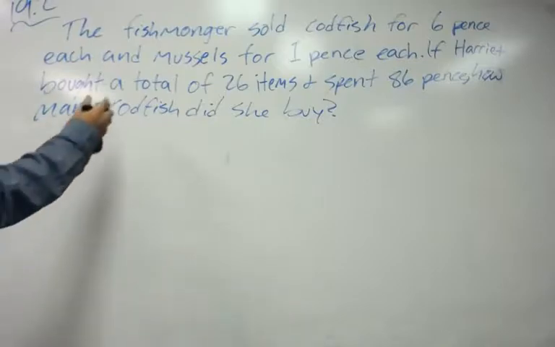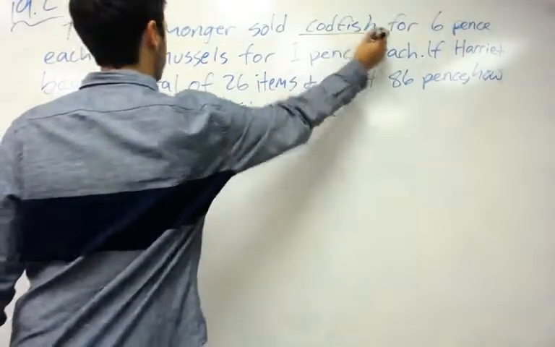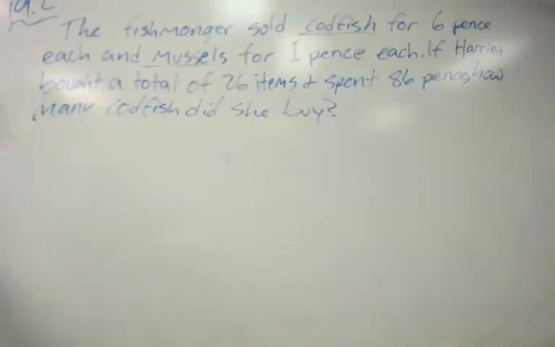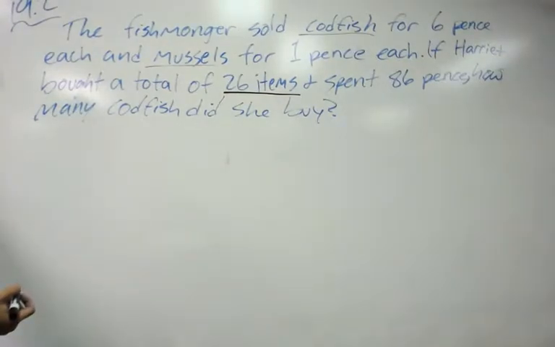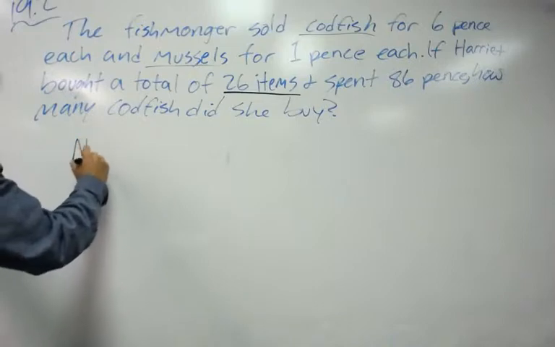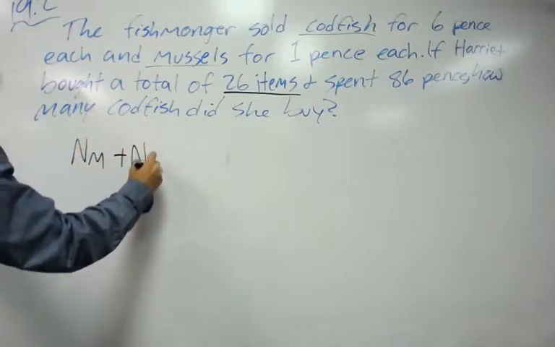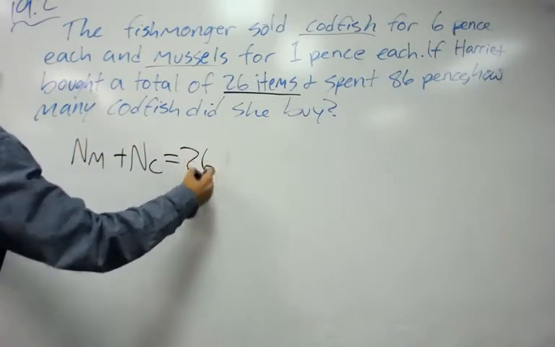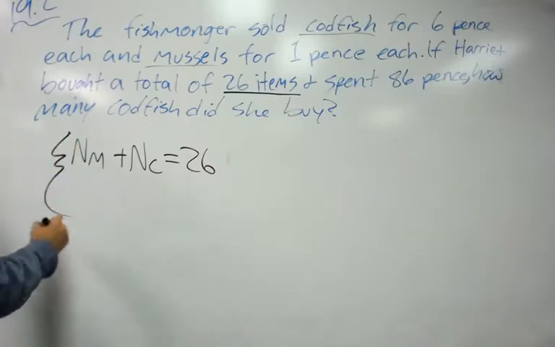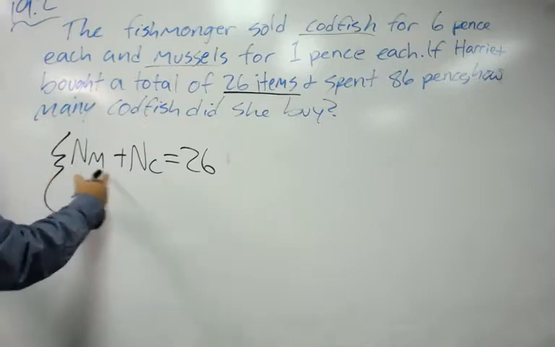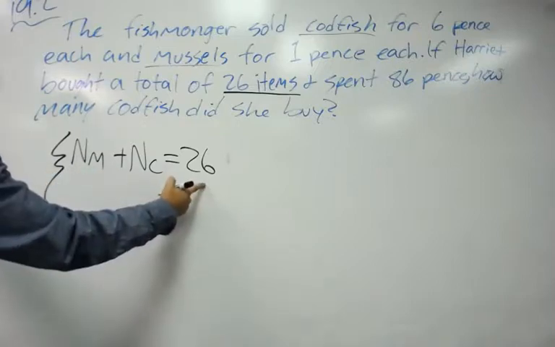Now it's referring to mussels and codfish. It says 26 items were bought. So what we can say is number of mussels plus number of codfish equals 26. And that would be how many codfish and mussels there are total. So the top is referring to mussels and codfish and the total number of them.